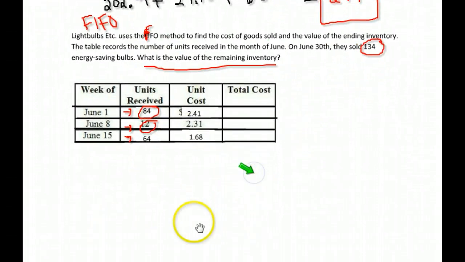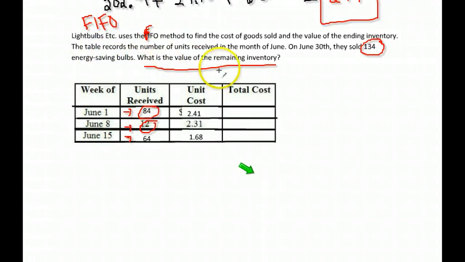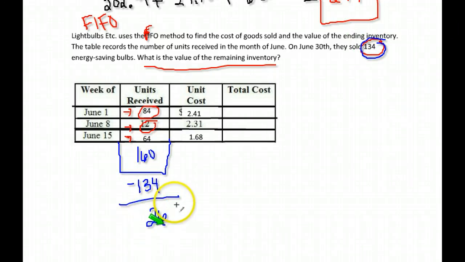So if you're doing one of these individually and you haven't done a problem before it, it's the same. What you would do if you're trying to find the value of the ending inventory is first total the number of units you've received. So first you'd find out, okay, how many did I have? We had 160. Subtract from that how many you sold. So we sold 134. That will give you how many you have left. So again, we have 26 left.